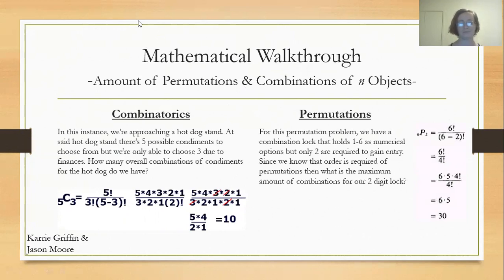So we're going to go through the mathematical walkthrough of the number of permutations and combinations once you're going through n objects, where n is the total number of objects you're given to choose from.